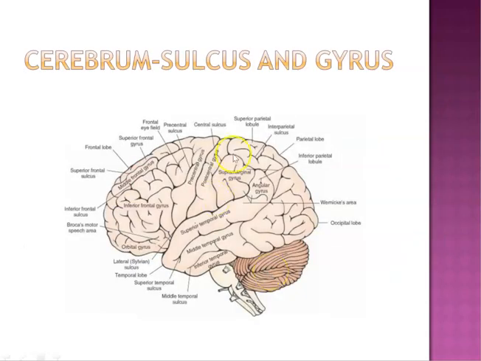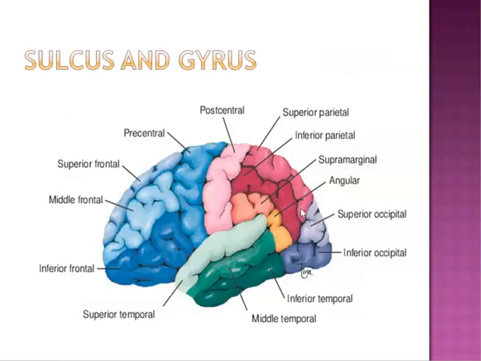This is the same picture. These are the various sulcus and gyrus present in each of the lobes. This is the frontal lobe, this is the temporal lobe, here you have the parietal lobe and the occipital lobe. Each of the lobes you could see very clearly in this picture.